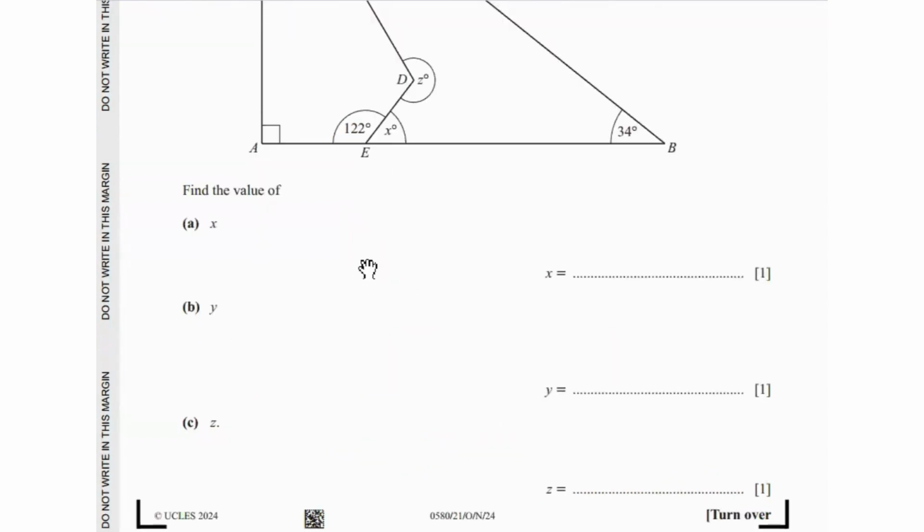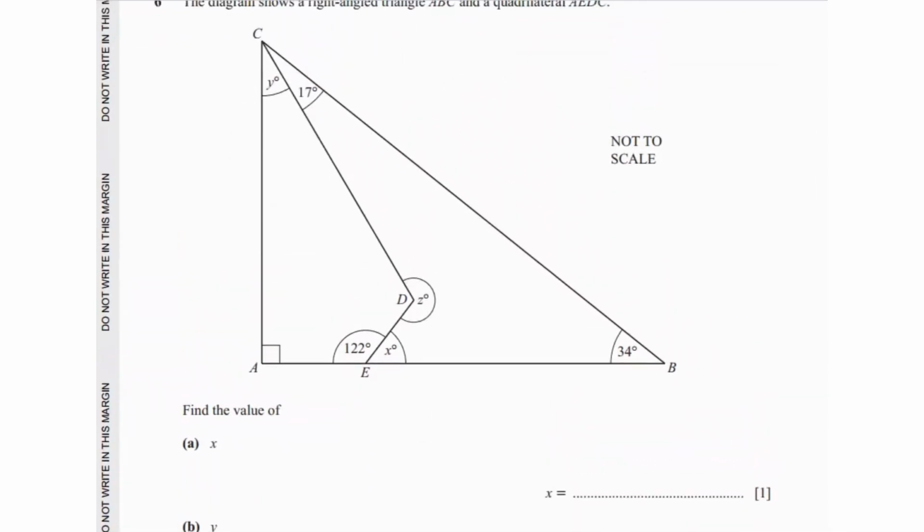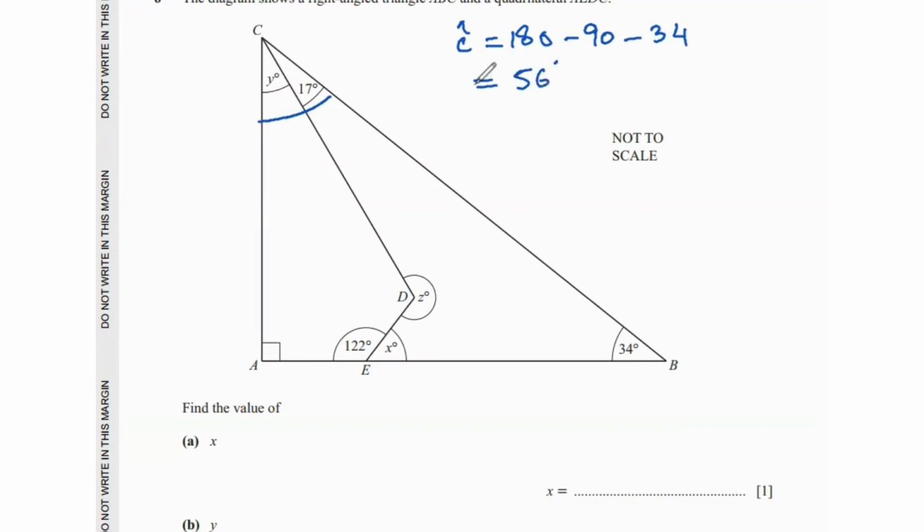Next part says find y. So y is over here. So we know that ABC is a right angle triangle. So that means we can find the entire angle C by subtracting 90 and 34 from 180, because the sum of angles for a triangle is 180, and that gives us 56 degrees. Now angle C comprises y and 17, which means y would equal 56 minus 17, and that will give us 39 degrees. So that's the value of y.